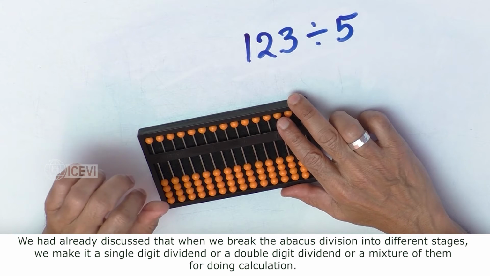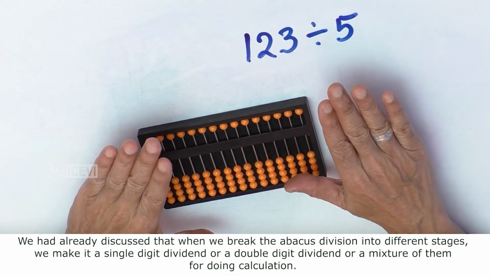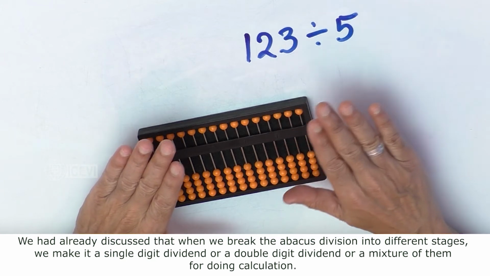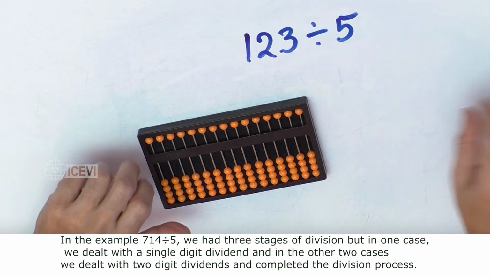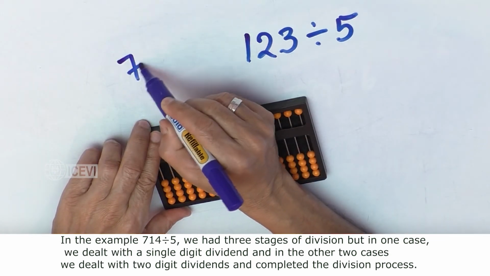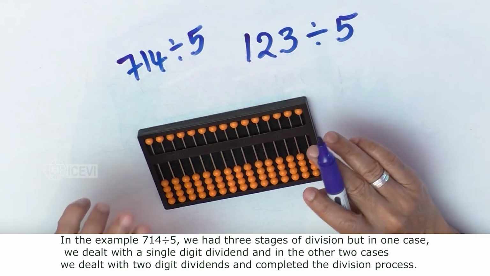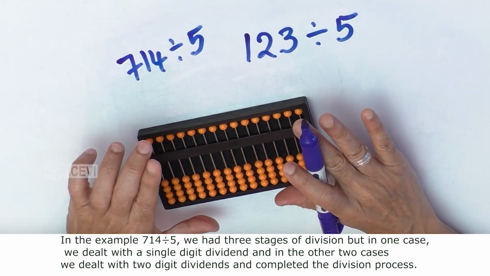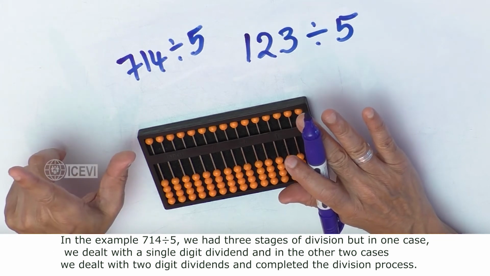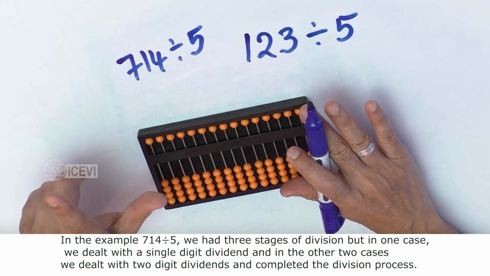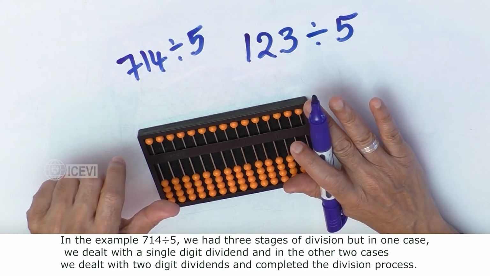We had already discussed that when we break the abacus division into different stages, we make it a single digit dividend or a double digit dividend or a mixture of them for doing calculation. In the example 714 divided by 5, we had 3 stages of division, but in one case we dealt with a single digit dividend. And in the other 2 cases, we dealt with 2-digit dividends and completed the division process.